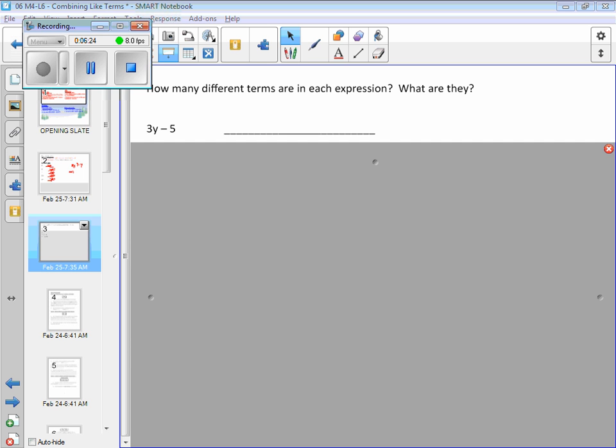Does everybody see that there's two terms? Yes. What are they, Viv? And again, spelling this out, because if I put the number 2, it's going to get kind of confusing in terms we're going to have to write out. I'm going to separate it by a comma, 3y and the number 5. Not the minus sign.